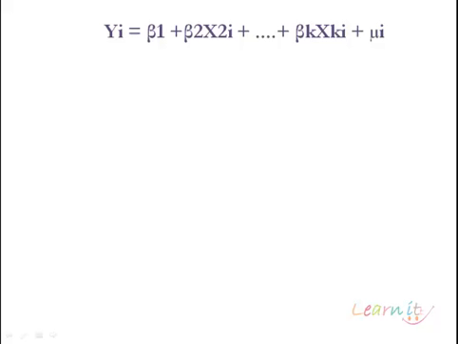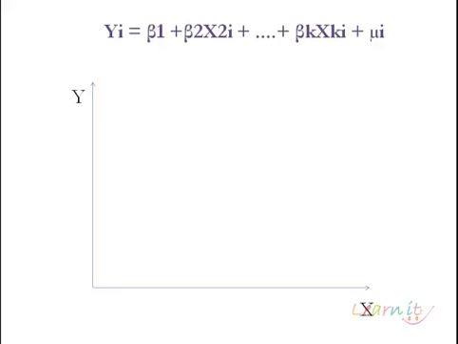Okay, now suppose we have this model: y_i equals beta 1 plus beta 2 x_2i plus so on up to beta k x_ki plus u_i. This is the general model which we use. In case of simple linear regression, we have just y_i equal to beta 1 plus beta 2 x_2i plus u_i.